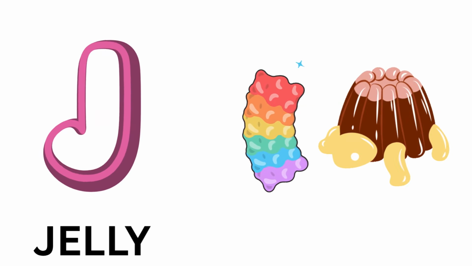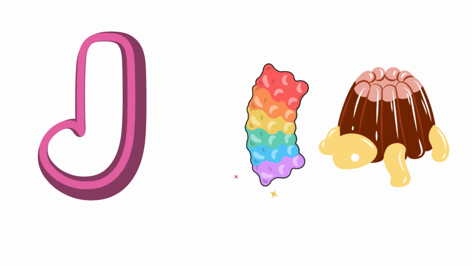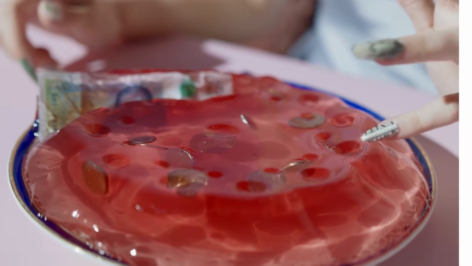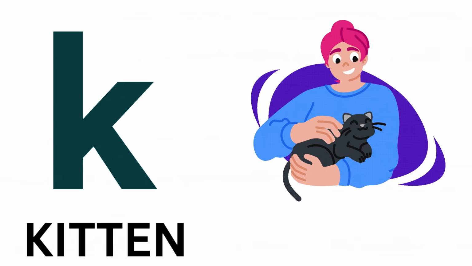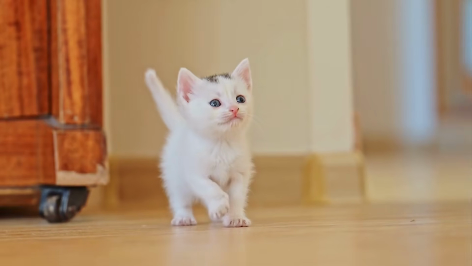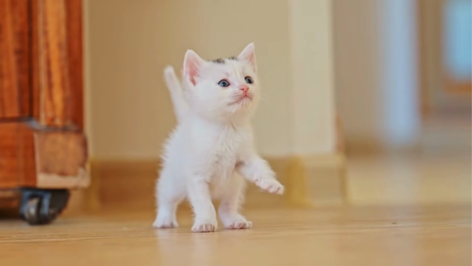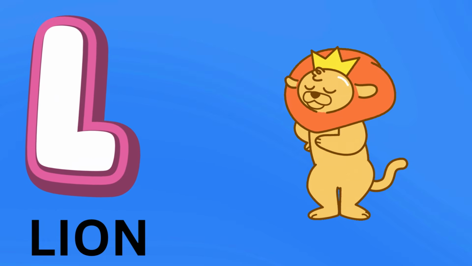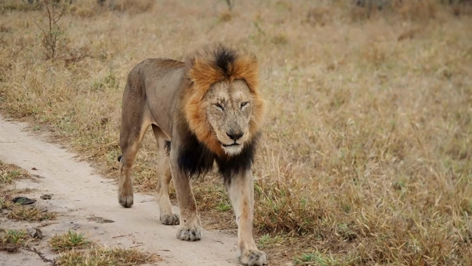J is for jelly. Jelly. J is for jelly. K is for kitten. Kitten. K is for kitten. L is for lion. Lion. L is for lion.